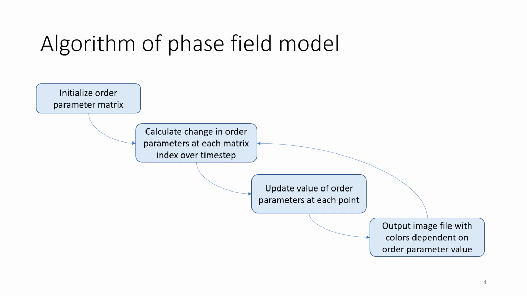The algorithm of a phase field model is relatively simple. First, you initialize the matrix of order parameters at every point in space. Then you calculate the change in the order parameter at each point over the time step. Then you update the value of the order parameters at each point. And what I'm doing is then outputting an image file with colors dependent on the value of the order parameter. Then you go back and calculate the change in the order parameter at each point over the next time step, and continue until you have reached your end time.